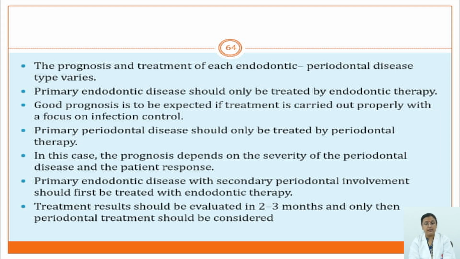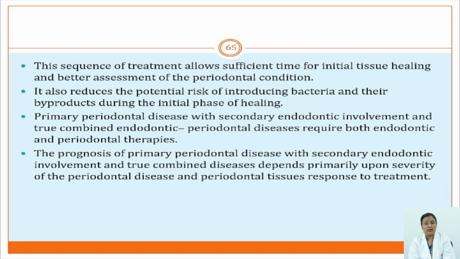Primary endodontic disease with secondary periodontal involvement should first be treated with endodontic therapy. Treatment results should be evaluated in 2 to 3 months and only then should periodontal treatment be considered. This sequence of treatment allows sufficient time for initial tissue healing and better assessment of the periodontal condition. It also reduces the potential risk of introduction of bacteria and byproducts during the initial phase of healing.